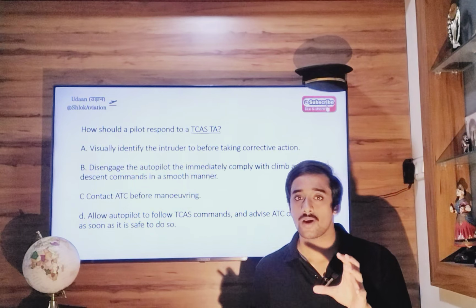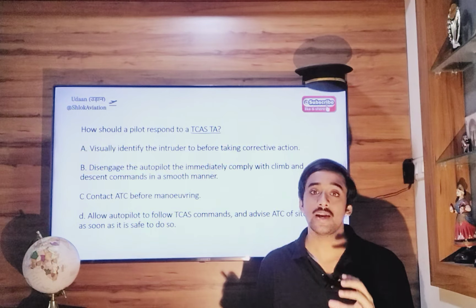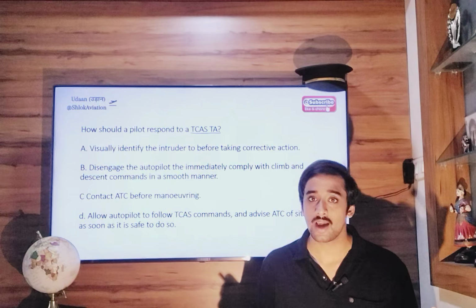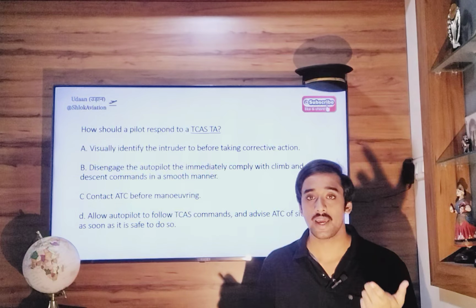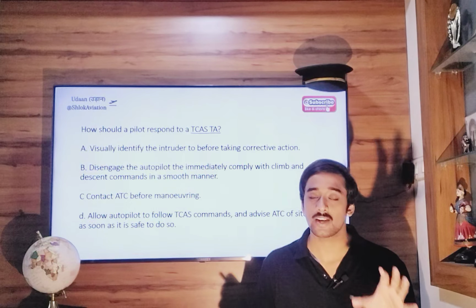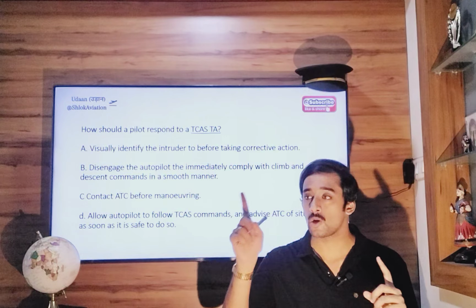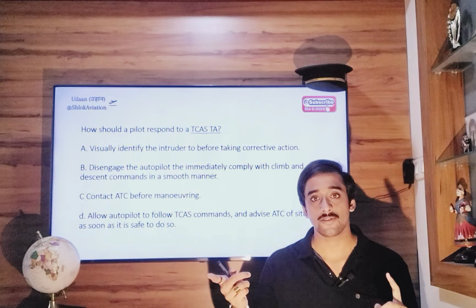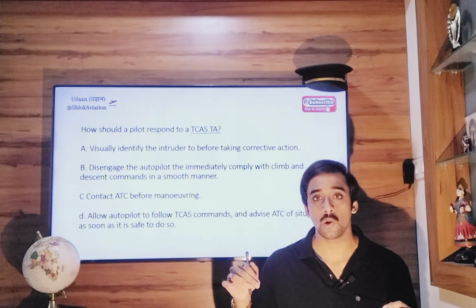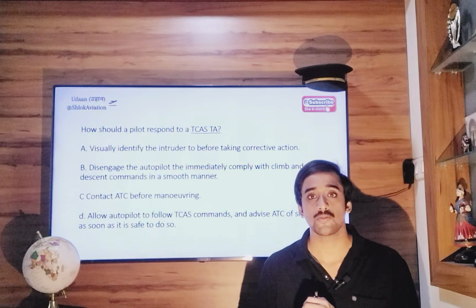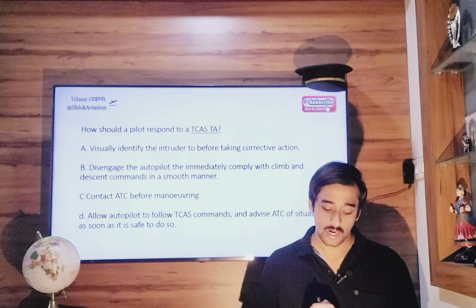So whenever traffic advisories are issued, the pilot monitoring will start visually scanning outside. He will spot the aircraft. He will look at the relative bearing in his TCAS display. If it says 2 o'clock, look in the 2 o'clock direction. See where that aircraft is. If that aircraft is 200 feet below, you will visually scan for the airspace below you. Okay. So that is what you do.